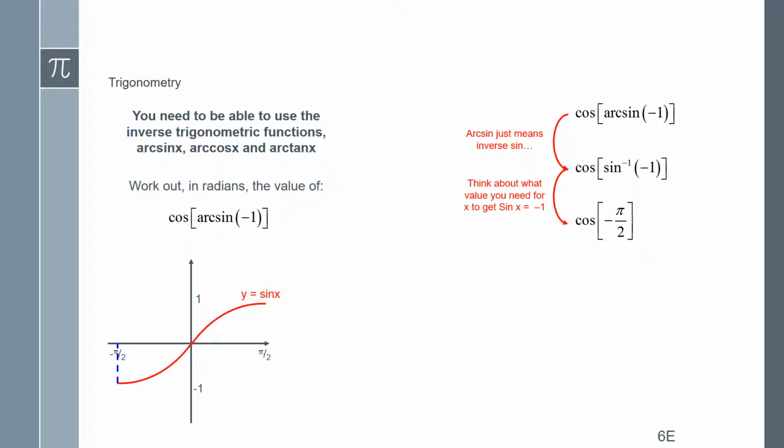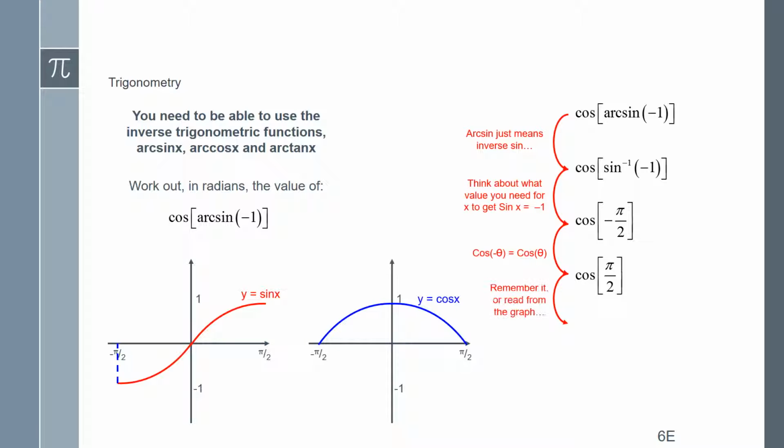So it's cos of minus pi over 2. Cos minus theta is the same as cos theta. Again, think of a sketch of the cos graph. If you think of a sketch of a cos graph and the symmetry of the cos graph, you can see how that works. So cos of minus pi over 2 is the same as cos of pi over 2. And cos of pi over 2 is equal to 0.